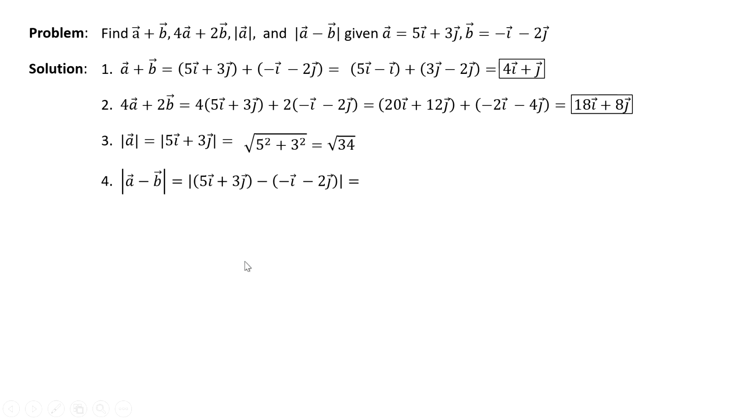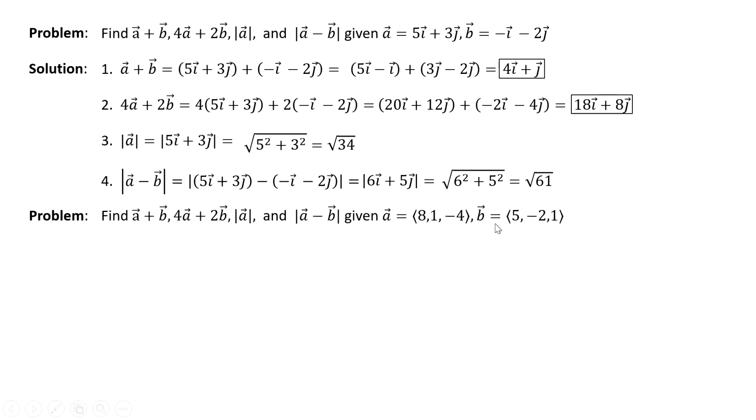And what's the magnitude of A minus B? Well, to figure out the magnitude of A minus B, first go ahead and figure out what A minus B is. And in component notation, it's much easier to do the subtraction. 5i minus negative i is 6i. 3j minus negative 2j is 3j plus 2j, which is 5j. Now we can do the square root thing. Square root of 6 squared plus 5 squared. 36 plus 25. 61. Yep. Hey, I did add that right.